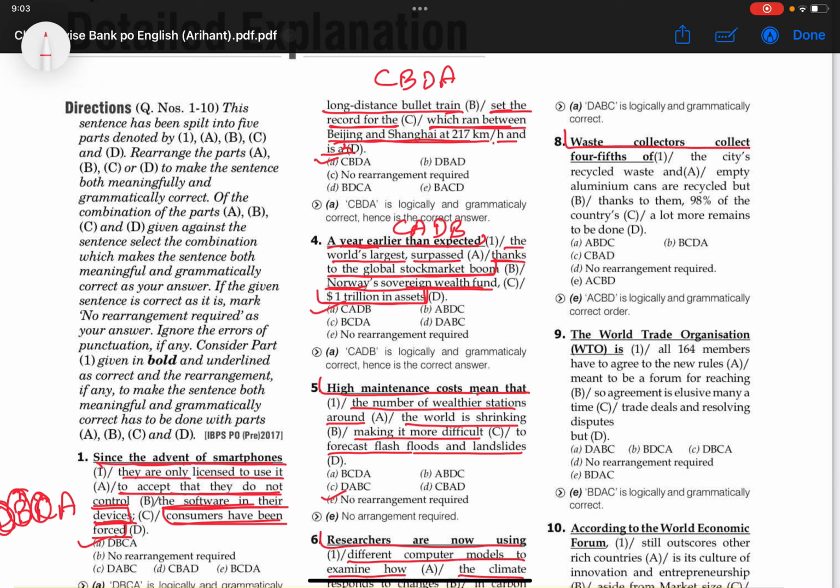Waste collectors collect 4/5 of the city's recycled waste, and empty aluminum cans are recycled, but thanks to them, 98% of the countries, a lot more remains to be done.